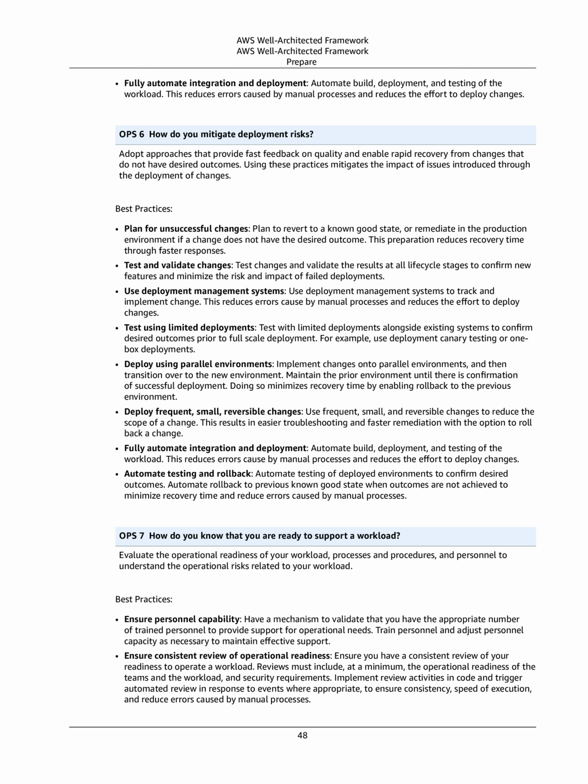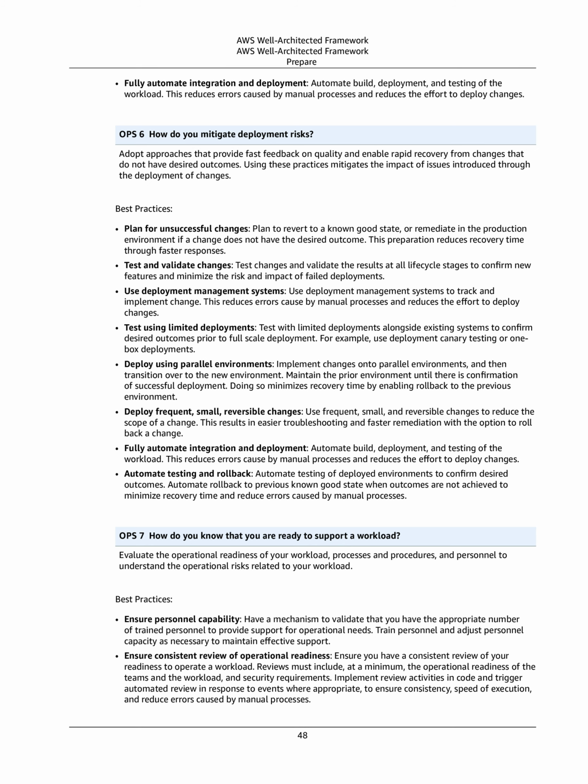Fully automate integration and deployment. Automate build, deployment, and testing of the workload. This reduces errors caused by manual processes and reduces the effort to deploy changes. Automate testing and rollback. Automate testing of deployed environments to confirm desired outcomes. Automate rollback to previous known good state when outcomes are not achieved to minimize recovery time and reduce errors caused by manual processes.